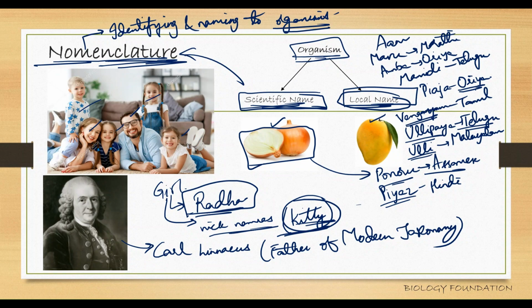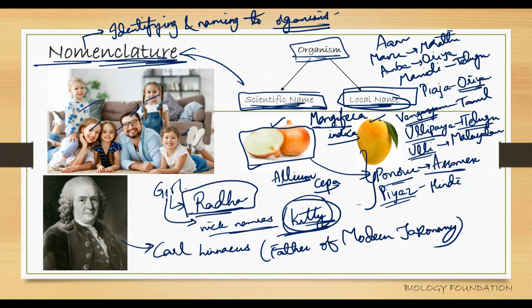And which system of nomenclature is being used for naming these organisms? Binomial nomenclature. That means we are giving a name where the name contains two words. The first word refers to the genus it belongs to, and the second word refers to the species the particular organism belongs to. So, though there are several local names, the name that is used scientifically is Allium cepa for onion, and Mangifera indica is the name that's used for mango.